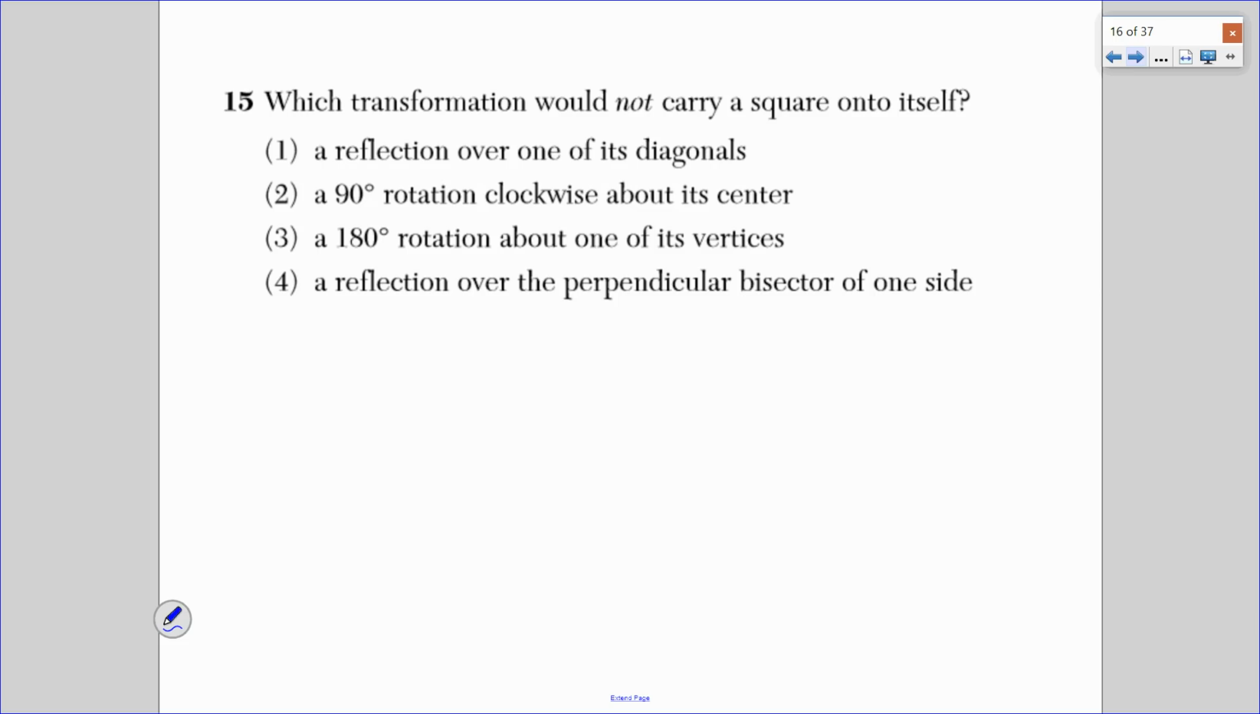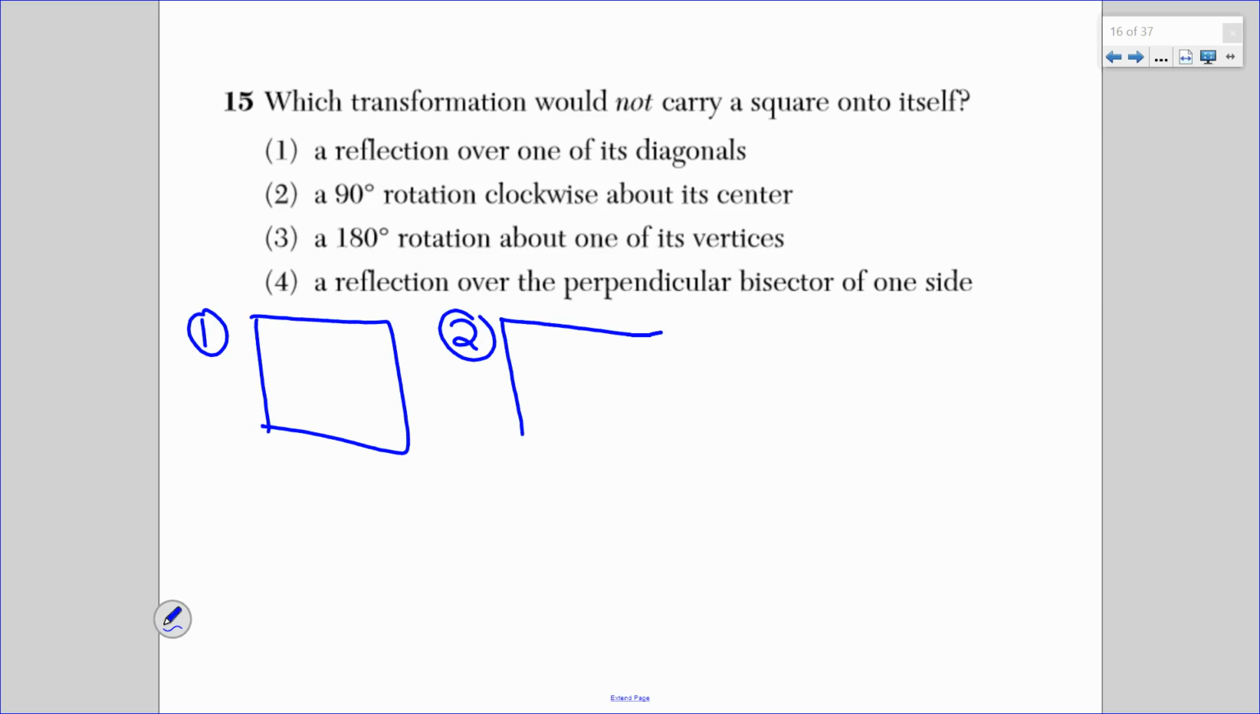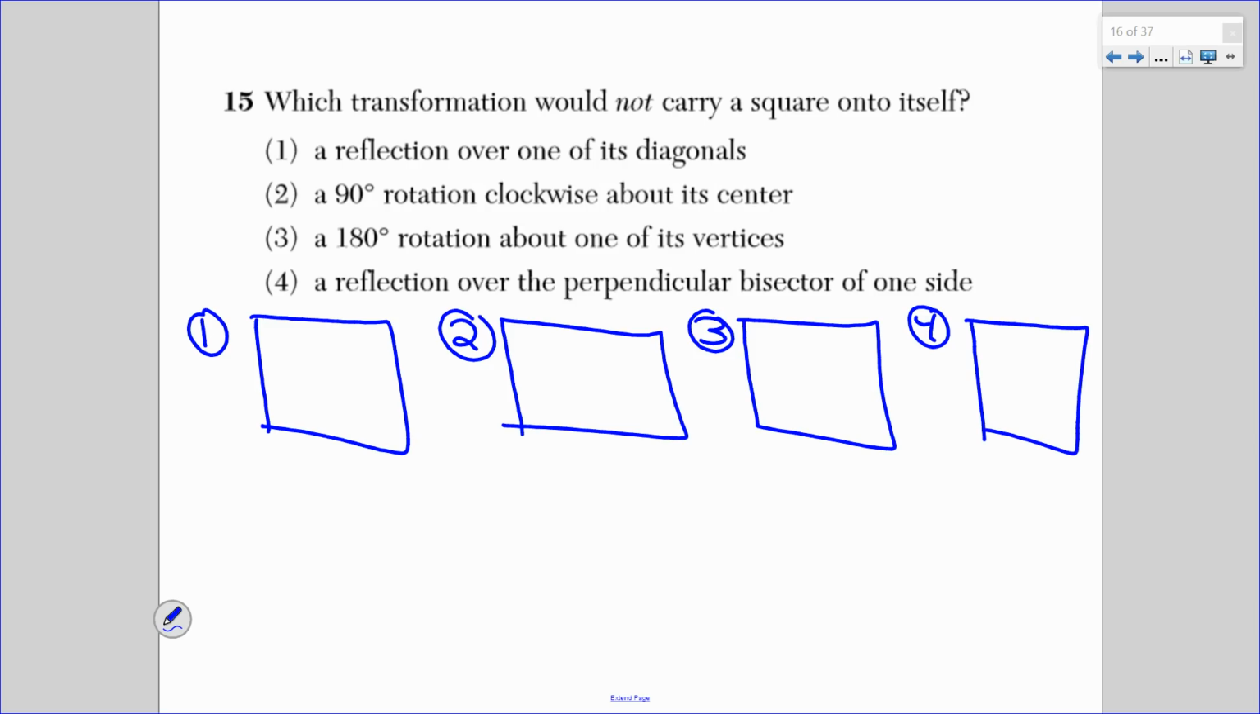Which transformation would not carry a square onto itself? Yep, I'm going to have to go through all four choices. I'm going to draw four squares. Let's see, you guys can tell me which square I drew the best. Choice 2 I drew pretty poorly. 3 is pretty good. I think 3 was the best.